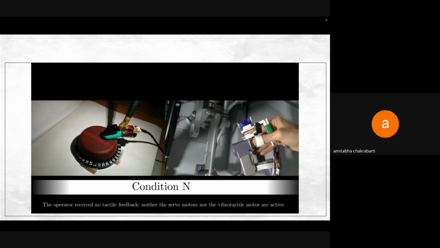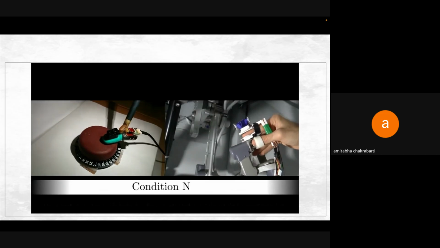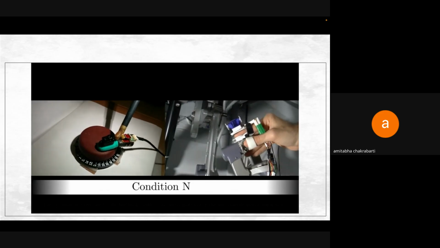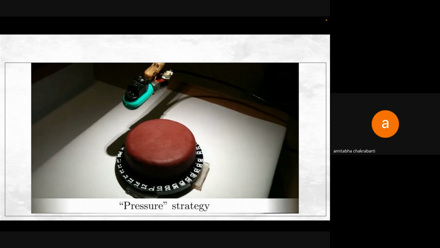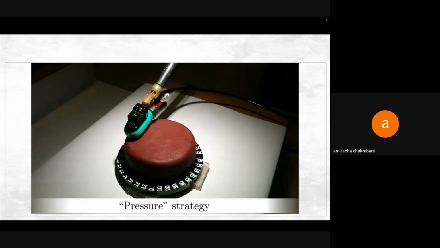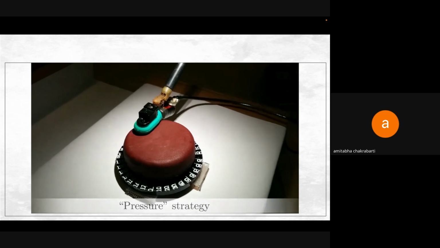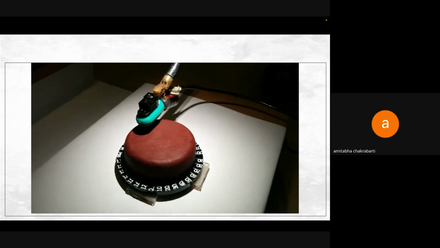Here you see that in the normal, it is not moving, so they do not get any haptic feedback. No haptic feedback. These are the different strategies to understand the texture and having the feedback. The pressure strategy and dragging.